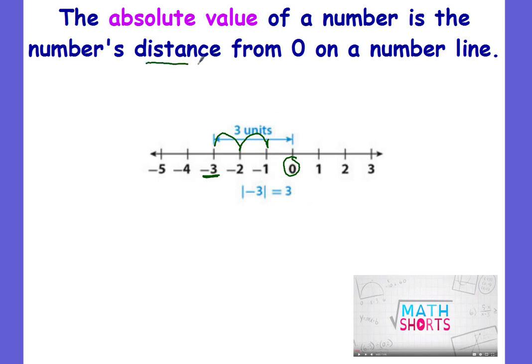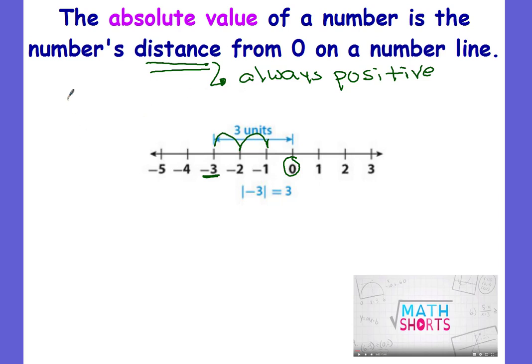Now, a couple of things to remember. First is distance. The distance is always, and I need you to write this down, always positive. If you're in gym class and the coach tells you to run 100 yards backwards, would you be running a negative 100 yards? No, it would still be a positive 100 yards because it's distance. The distance is always positive.